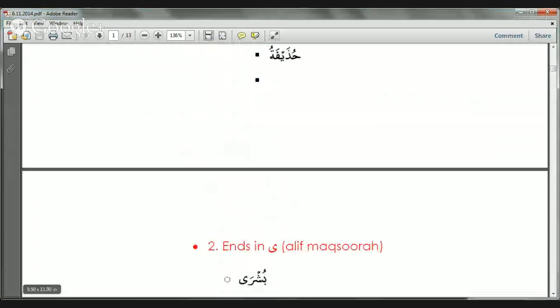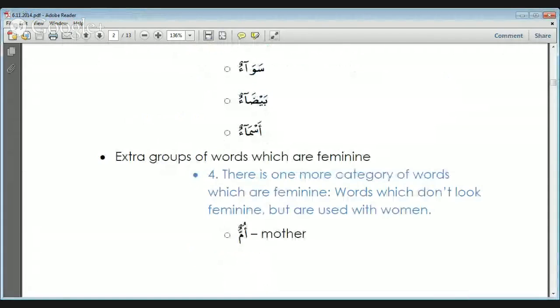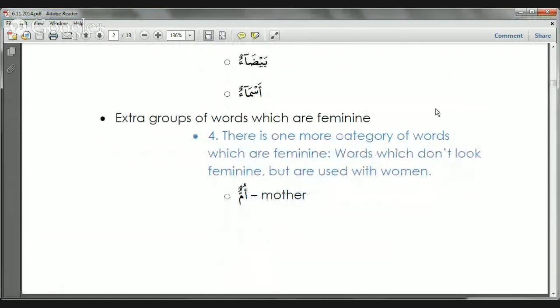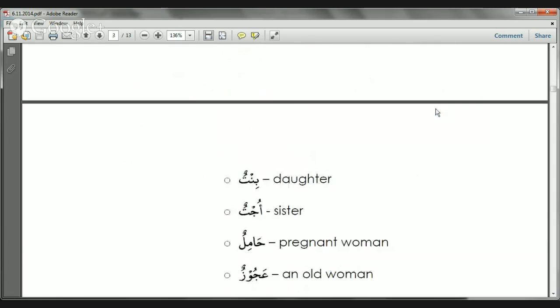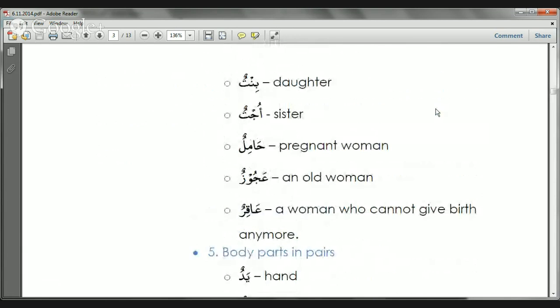And those three ways are the following. Number four. These are generally feminine words. Just if you want to categorize it, generally feminine words. And those are words which are used for things or people that are female. For example, ummun. Ummun does not have ta marbuta, alif maqsura, nor mamduda on it. Right? Aqirun, ajuzun, hamilun. Daughter, sister, pregnant woman, old woman, woman who cannot give birth. All of these things are feminine by default.